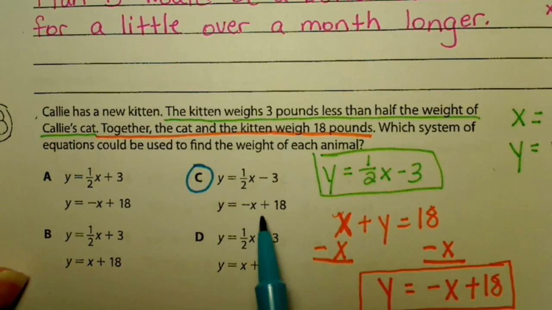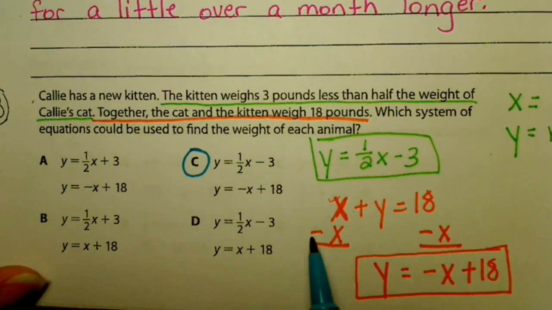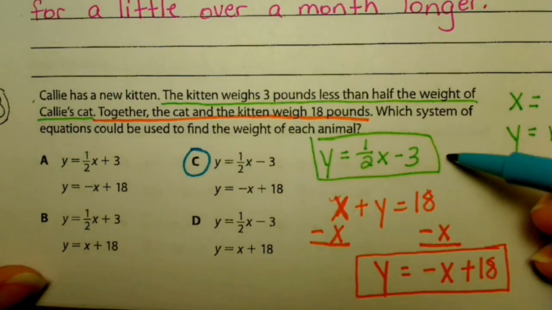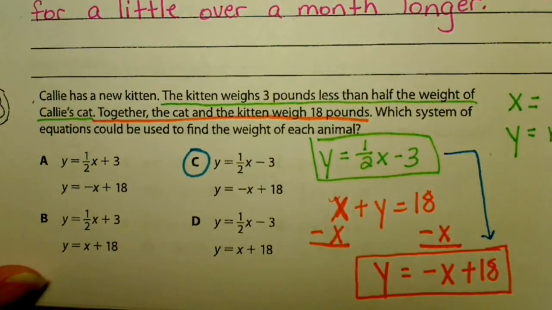Well, each of the second equations has Y equals. So I wanted to change this equation to Y equals. So I subtracted X from both sides. And when I did that, I got these two equations, which was answer C.